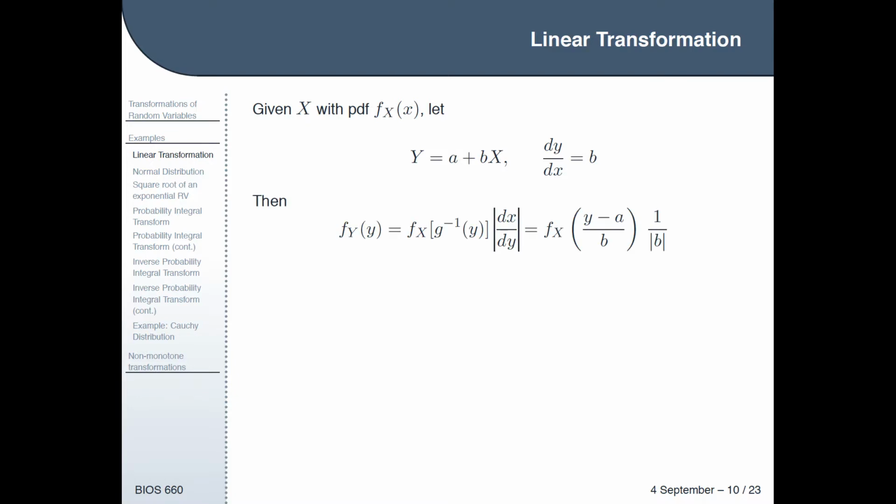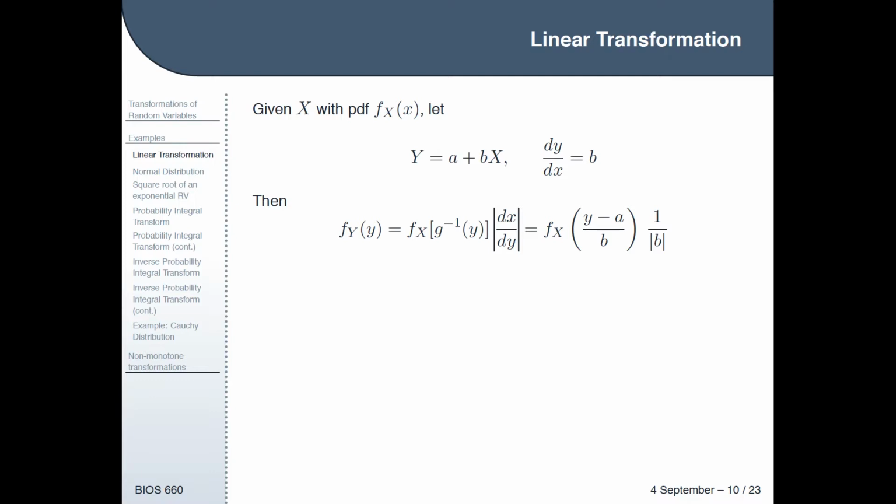So, if we plug in the formula for the density function from the previous slide, I should have pointed out that to calculate g inverse of y in this case, that's just going to be x equals y minus a divided by b. Hopefully the algebra there is straightforward enough.